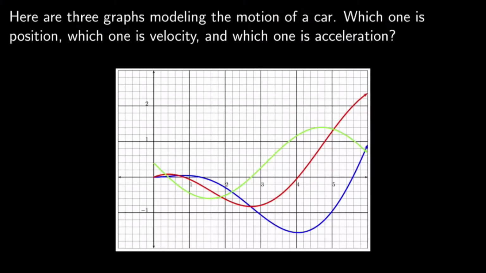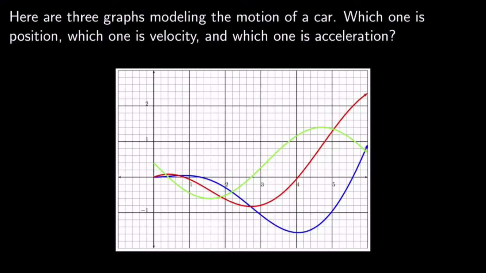This is a problem that trips up a lot of students. It can be kind of a challenge depending on the shapes of the graphs. If I'm just given curves and I'm not given really any information, and I'm told that one of them is position, one of them is velocity, and one is acceleration, which is which? You're supposed to figure out which curve is which.